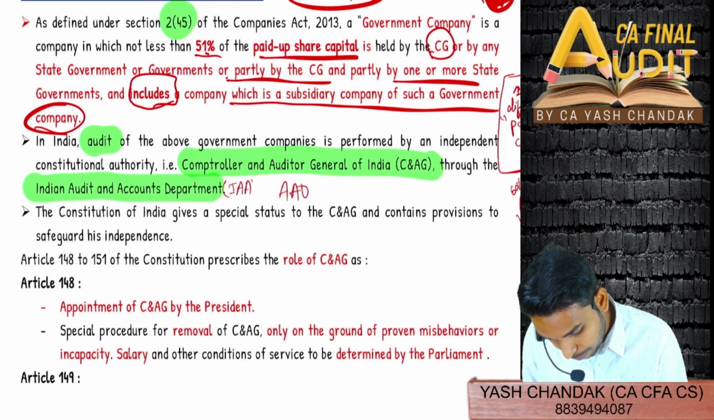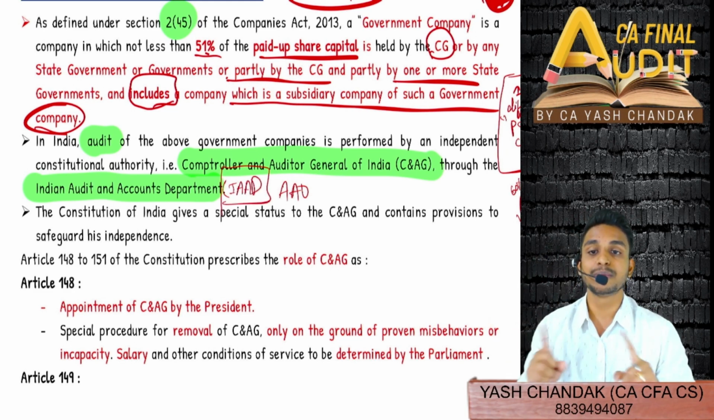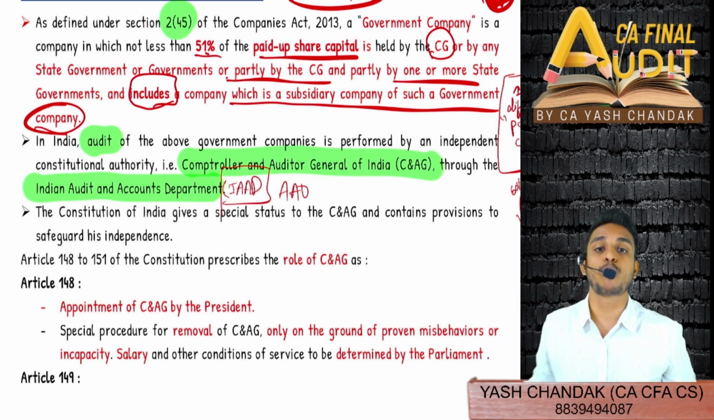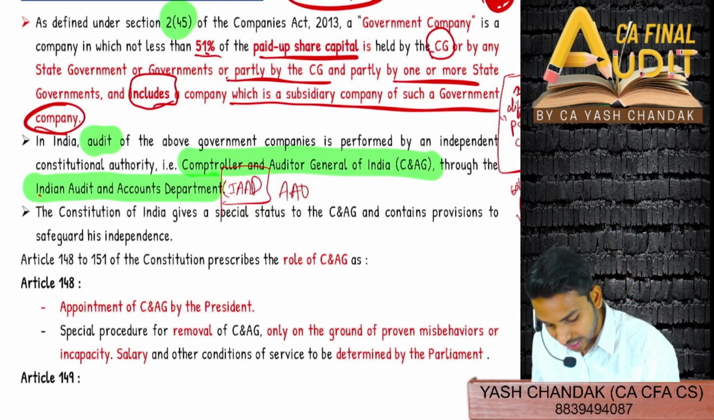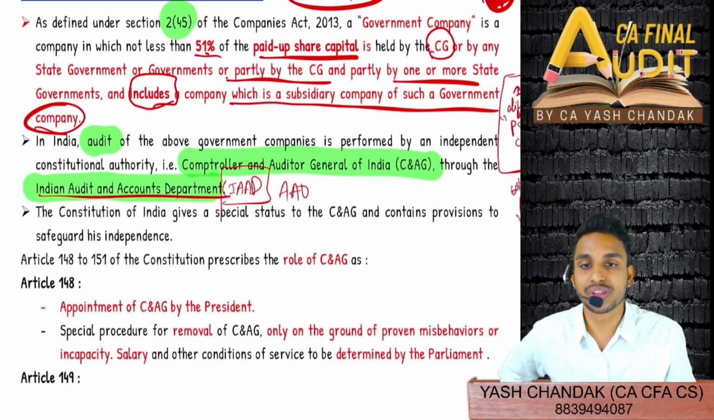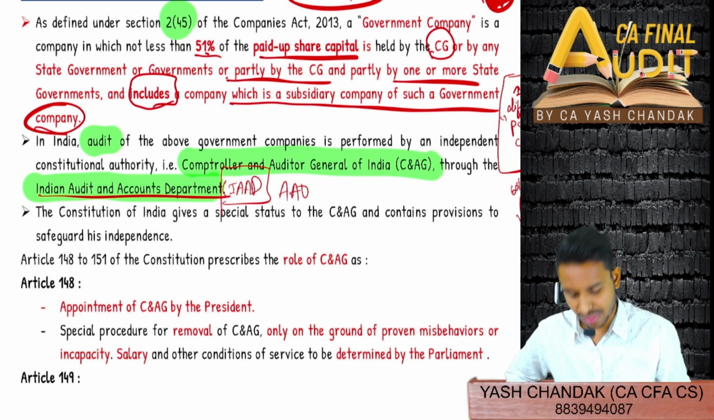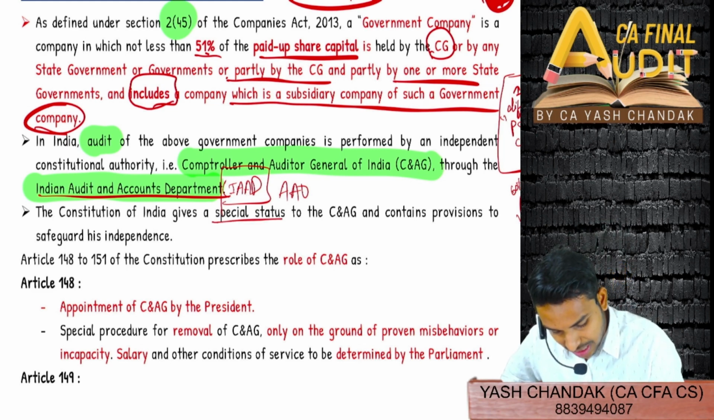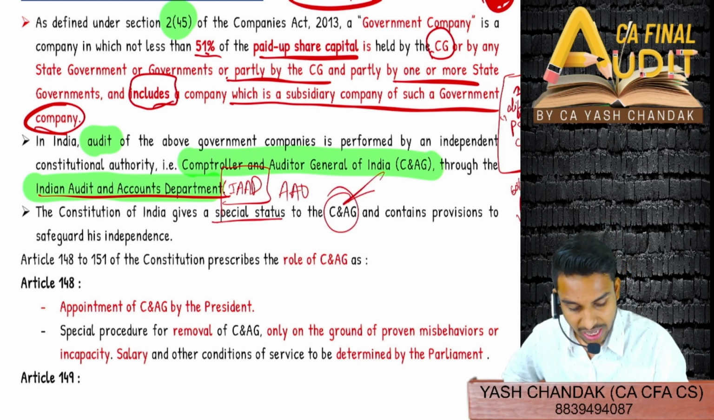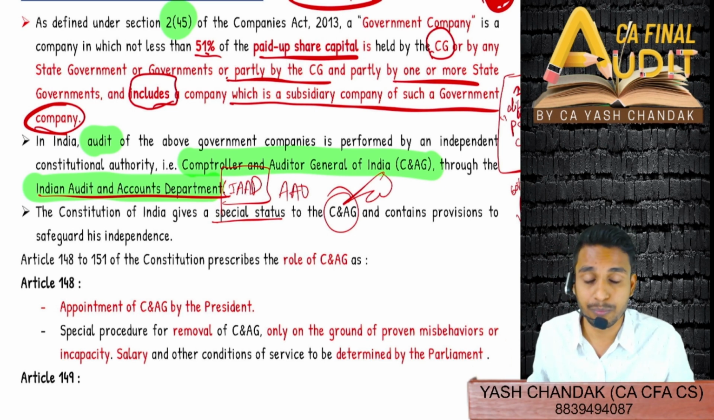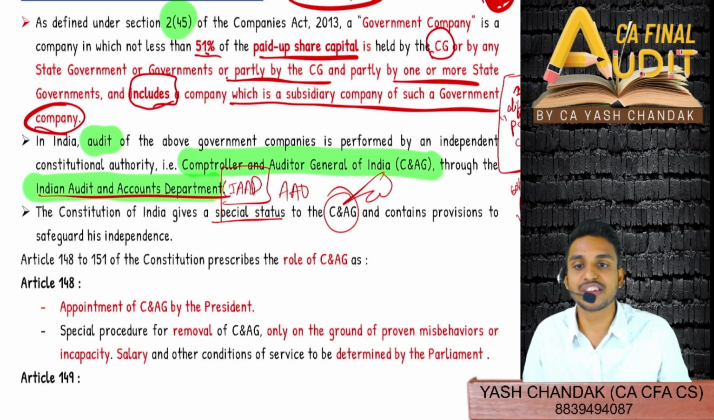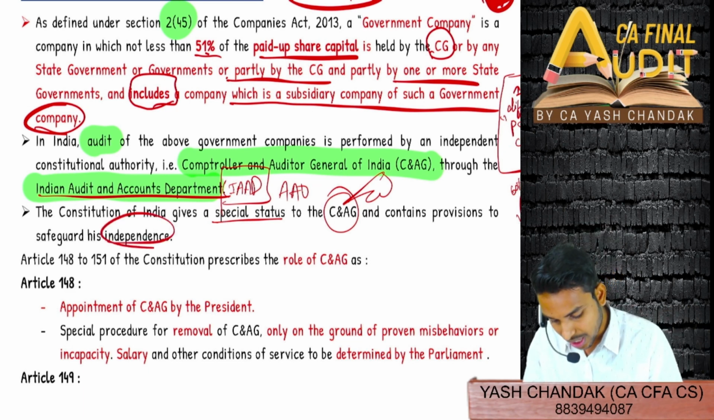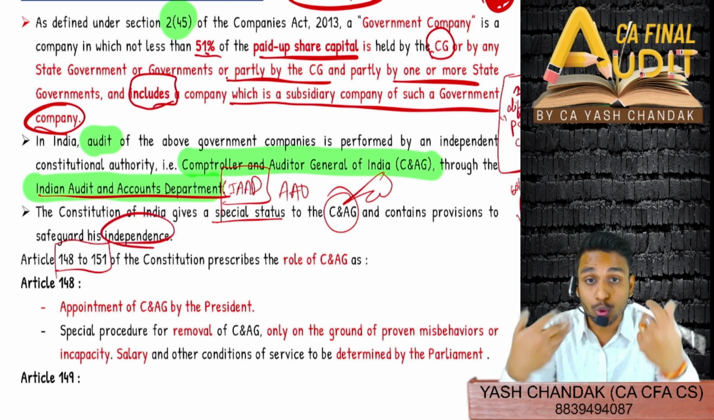IAAD, the Indian Audit and Accounts Department, is an important department in the audit of government companies, in the audit of PSUs, in this particular important chapter. The Constitution of India gives a special status to the CAG. The CAG has really huge power in his hands, and the Constitution contains provisions with regard to his powers, duties and safeguards.